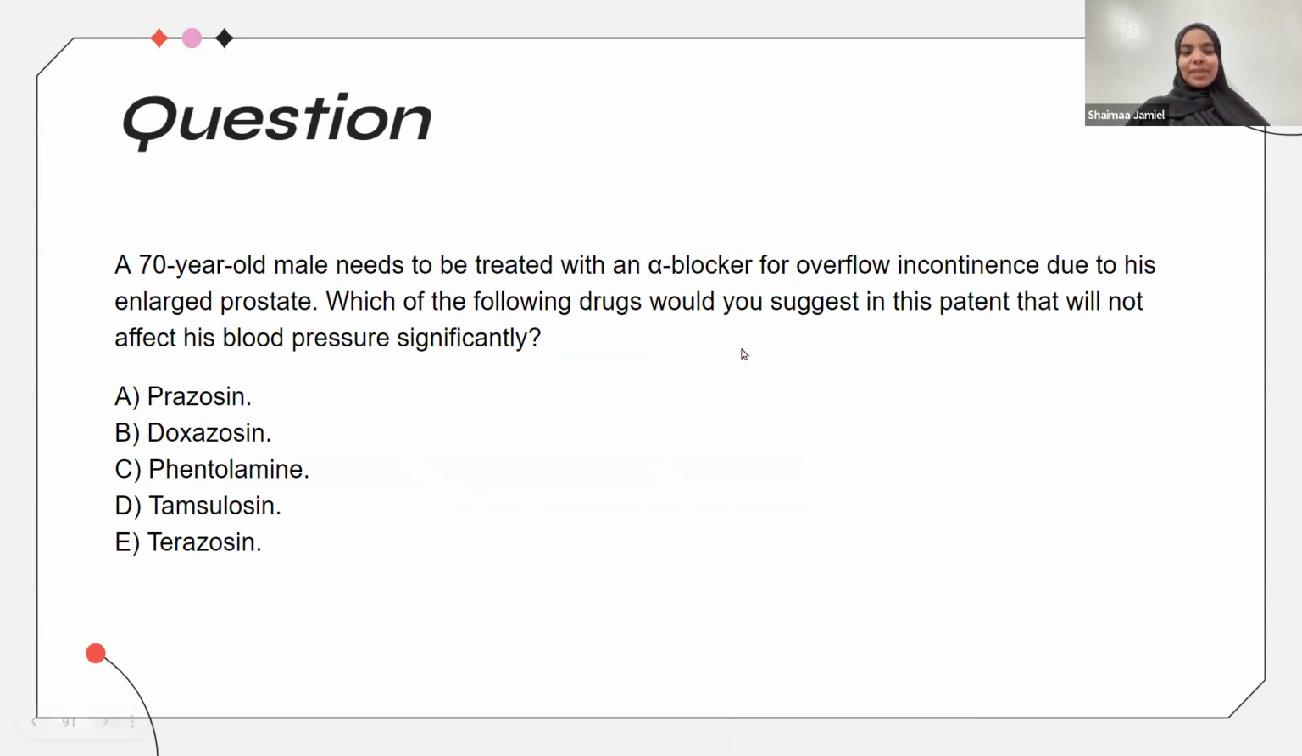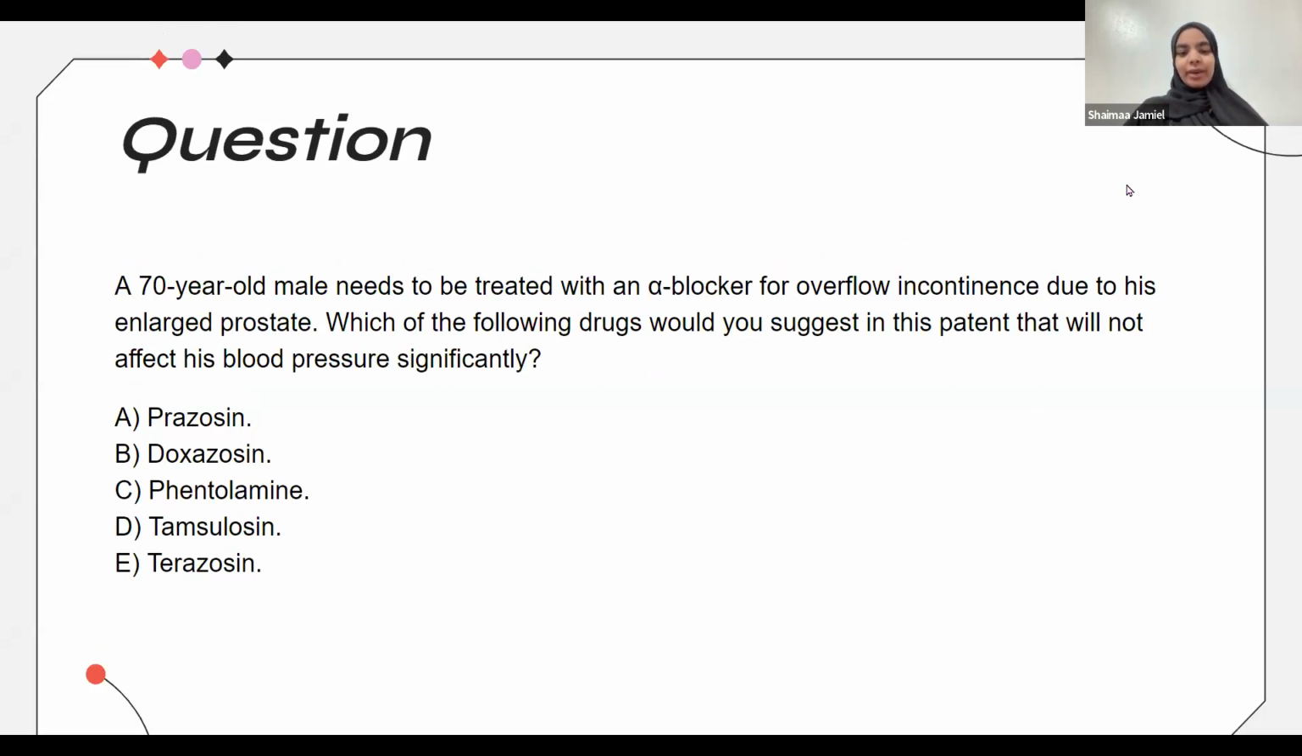Okay. So a 70-year-old male needs to be treated with an alpha blocker for overflow incontinence due to his enlarged prostate. Which of the following drugs would you suggest in this patient that will not affect his blood pressure significantly? D. Okay. Any other answers? Or the same answer? D again. Okay, why D and why not the other drugs?